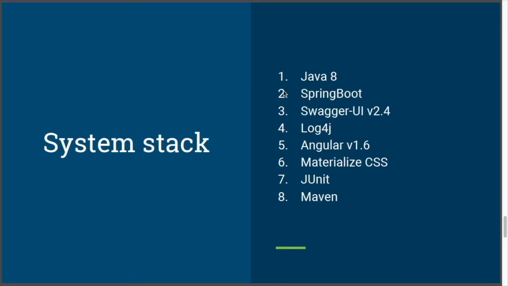The system stack which we use for our project were Java 8, Spring Boot, Swagger UI for the API documentation. We used Log4j for our logging. We also implemented log rotation, which is the log files are generated every day and it's archived every day. So the one log file doesn't go too big. There are both the restrictions present in our code. One is the size restriction of 10 MB, and the second one is every day the log is rotated.